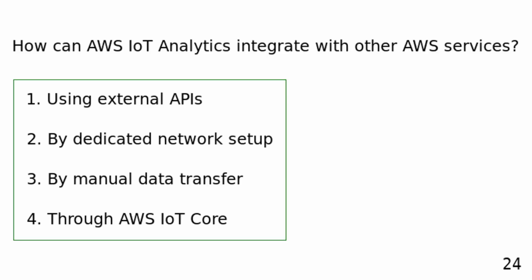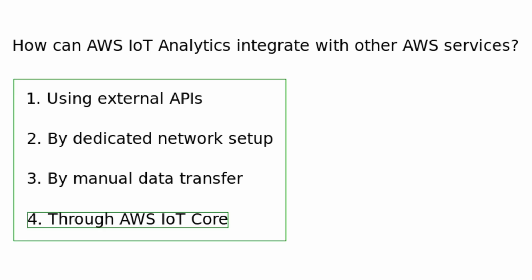How can AWS IoT Analytics integrate with other AWS services? Using external APIs. By dedicated network setup. By manual data transfer. Through AWS IoT Core. AWS IoT Analytics integrates with other AWS services like AWS IoT Core to enhance functionality.